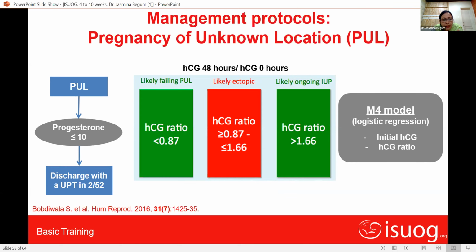So nothing has to be done. Discharge the patient, call her after 2 weeks, do a urine pregnancy test and see. When the ratio is more than 1.66, it predicts that an ongoing intrauterine pregnancy is going to appear. So nothing has to be done, no need to get worried.